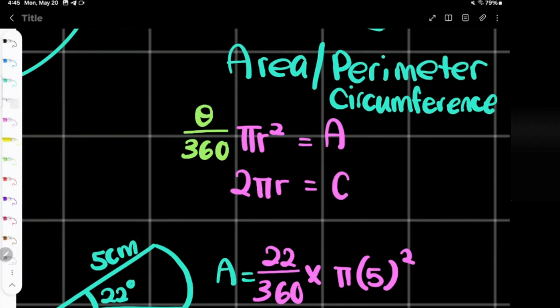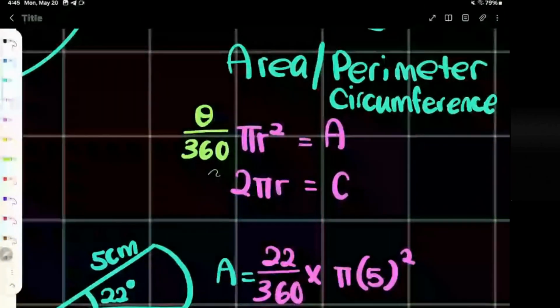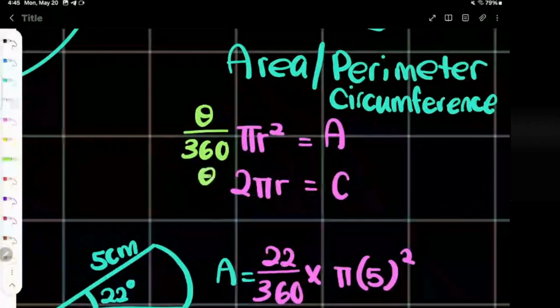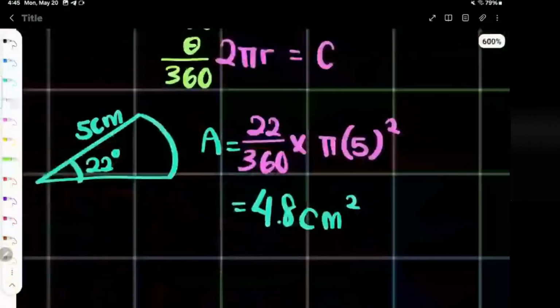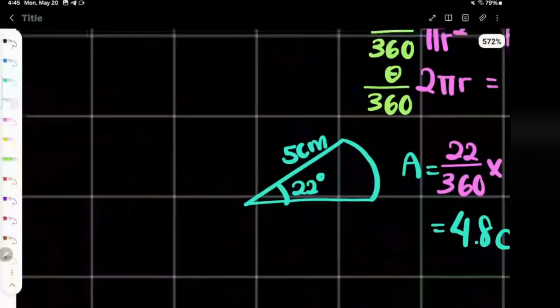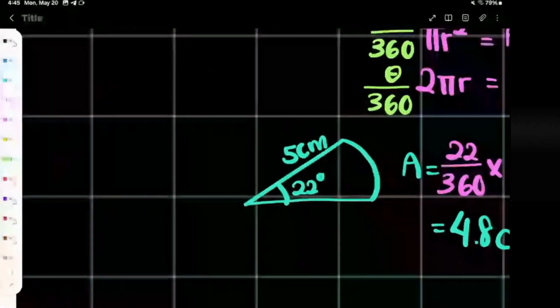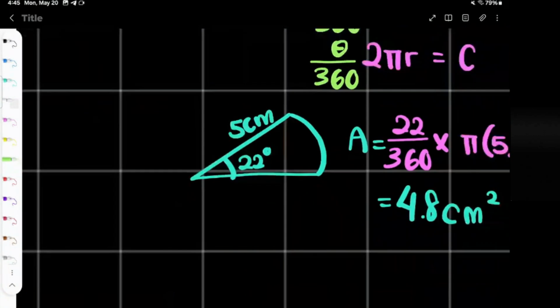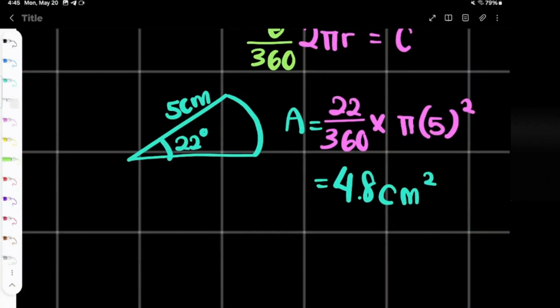But don't forget, this is a sector, so you have to include theta over 360. Very simple. So let's use the same thing here. Now they ask you to calculate the circumference, or actually the perimeter. So what is the perimeter? Perimeter, don't forget, is the outside line.